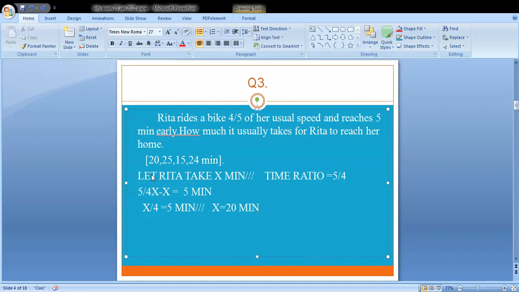So what we're doing: Rita rides a bike at 4 by 5 of her usual speed. If the usual speed is x, now she's going at 4 by 5 x. If I reverse it, it will become 5 by 4 x, which is nothing but the time ratio. She takes extra time, now 5 by 4th of the time. Why is she coming early? Because of the difference in the times. So 5 by 4x minus x equal to 5 minutes, so x equal to 20 minutes.